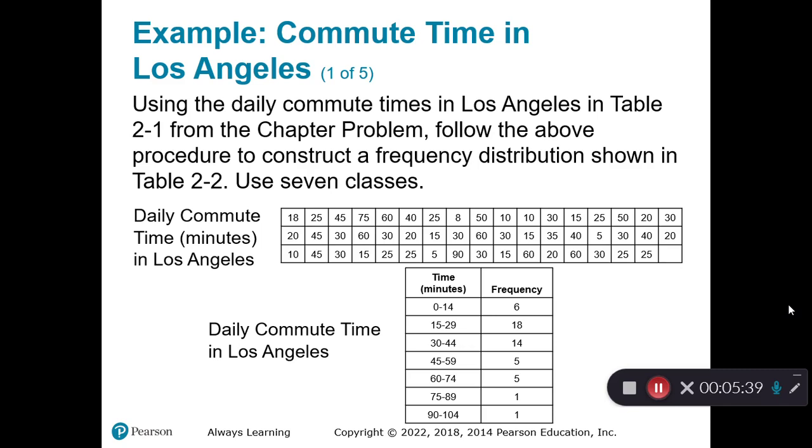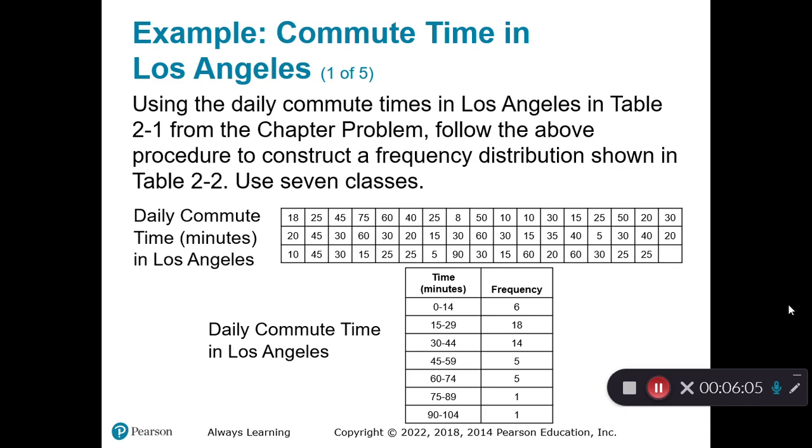Since we're using 7 classes, what we want to do is subtract 5 from 90, which would give us 85. That's the range of our data. 85 then divided by 7 gives us 12.5. And so 12.5 being not such a nice round number, we certainly could use 12.5, but we can go a little bit larger and just use a class width of 15.